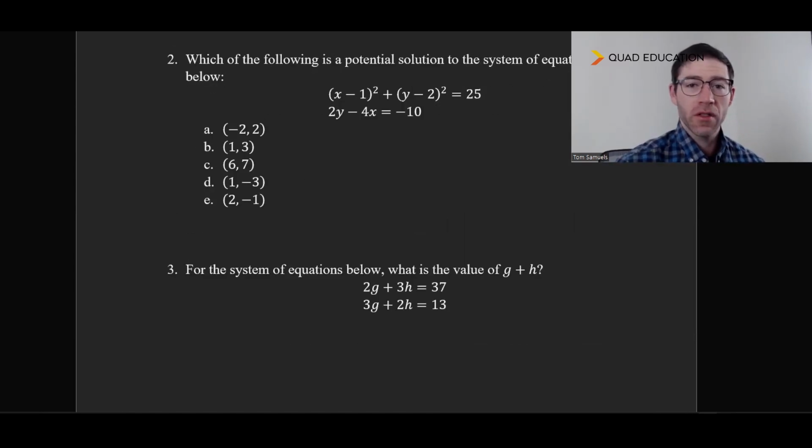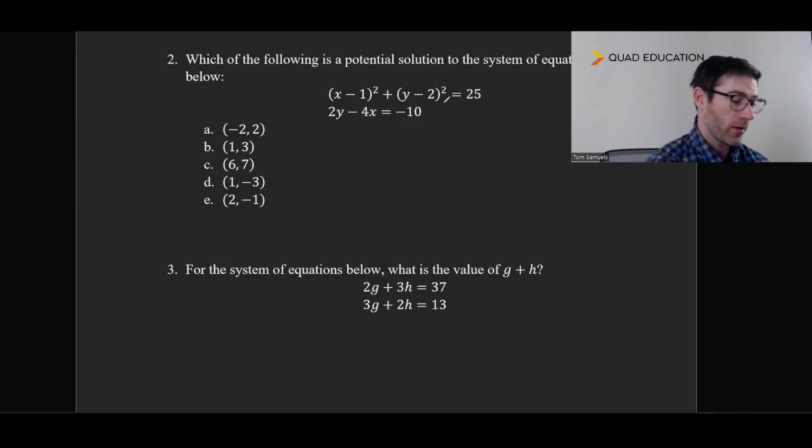Okay, now let's try number 2, see what you can do with this one. Okay, let's take a look. So it asks, which of the following is a potential solution to the system of equations below? And what we have here is a circle in a coordinate plane. If you haven't seen that one, go back and take a look at the video where I explain how that works. And next we have this 2y minus 4x equals negative 10.